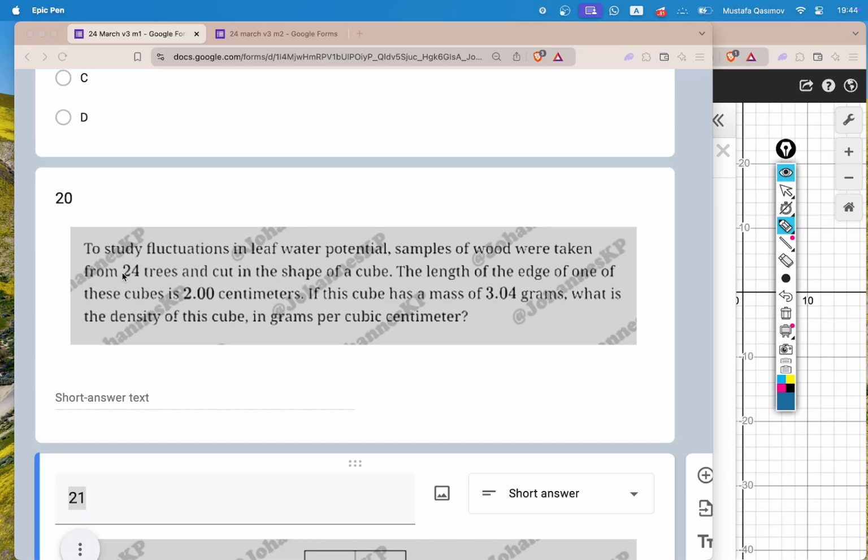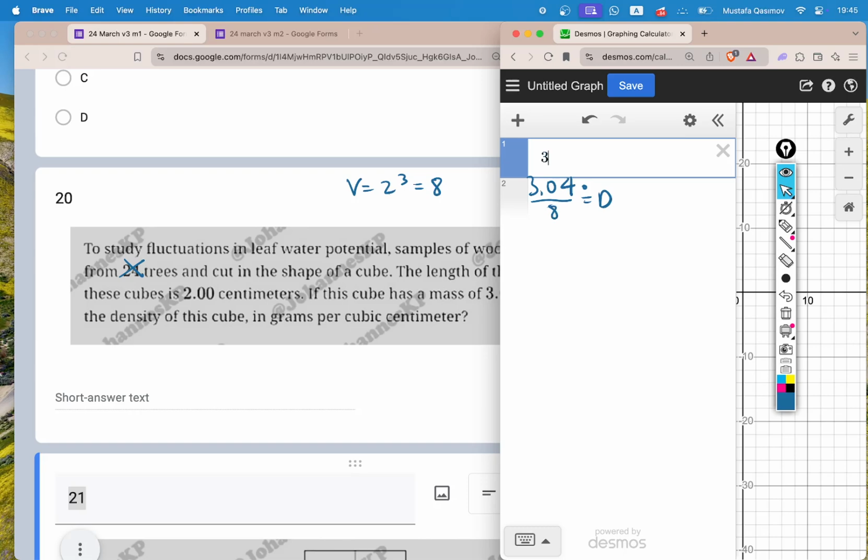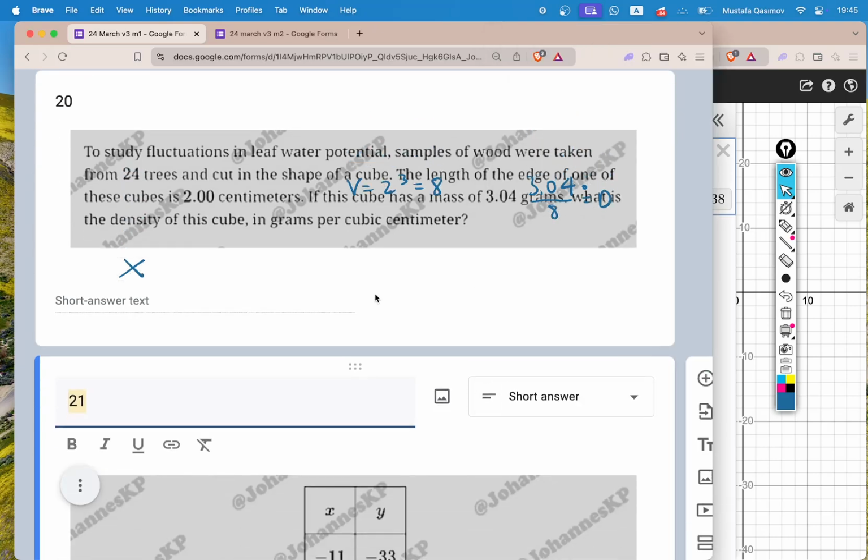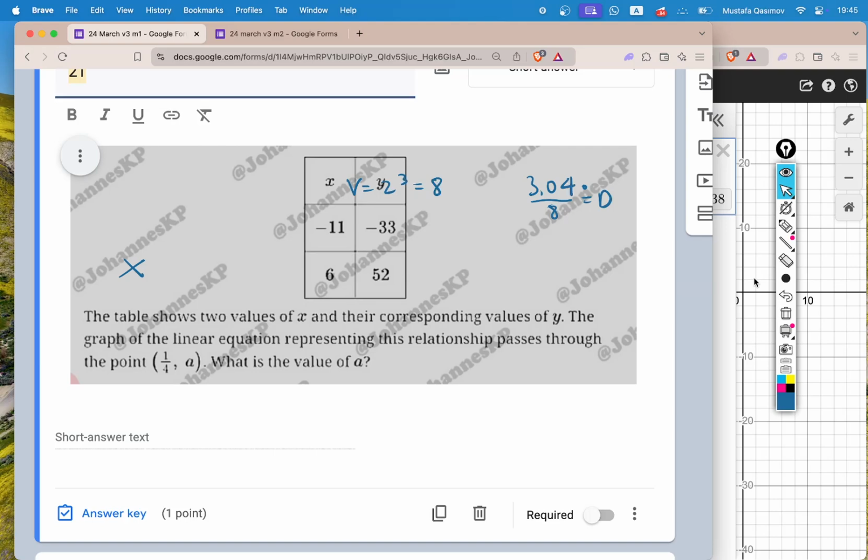We don't need to use 24. Length of edge is 2, so automatically volume is equal to 2 cubed. It will be 8. If this cube has a mass of 3.04, it will be like this. 3.04 divided by 8 will be our density, because density is equal to mass over volume. The answer will be 0.38. Let's do it with decimals.